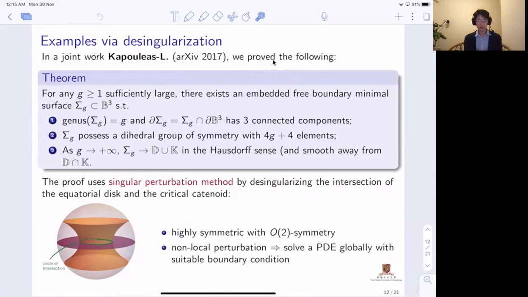But we can do it, and you can see that as the genus, which concentrates around the circle of intersection here, goes to infinity, this will go back to the original picture, which is the union of the disk and the catenoid. This is actually in the Hausdorff sense.